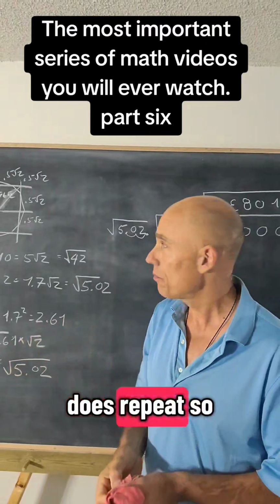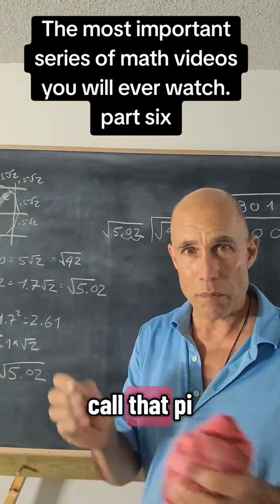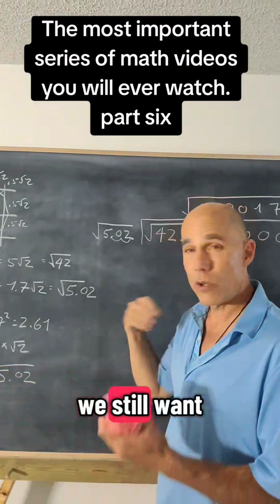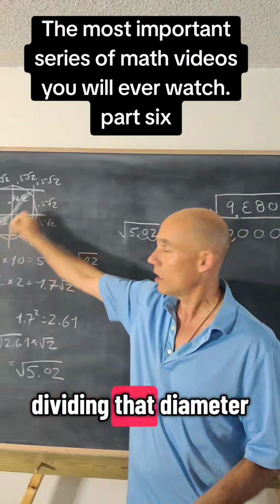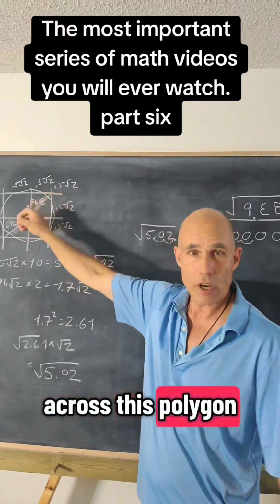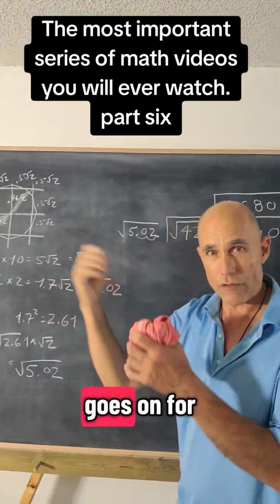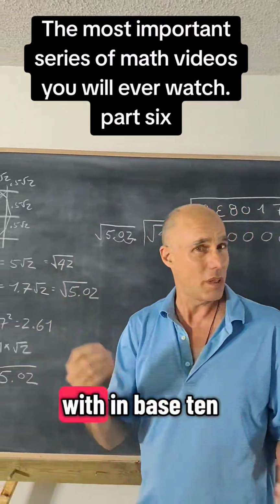Okay, but it does repeat. So whether or not we want to call that pi, we still want to acknowledge that is a legitimate equation dividing that diameter or that length across this polygon into its perimeter. It goes on for that many digits and then it repeats. I don't know if there's any number like that we're familiar with in base 10.